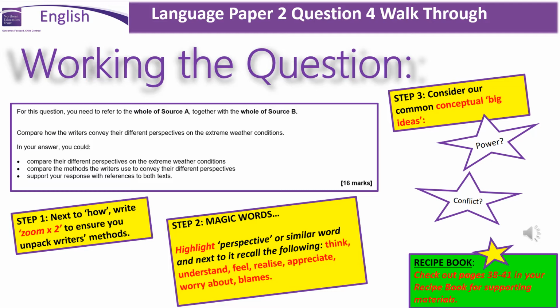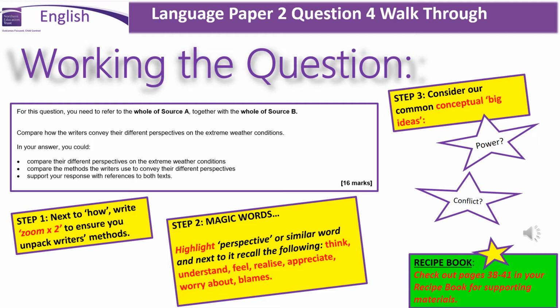Like I said previously, this is the most low performing reading question in English language, and one of the reasons why is because pupils do not unpack writers' methods. They don't explain particular language features, they don't zoom in on keywords, and how is always the second word in the second sentence, so make sure that we always do that. The second step is to highlight perspective or similar word. Now it might be perspective, it might be idea, it might be attitude, it might be thoughts. They are all synonyms, they mean the same thing.